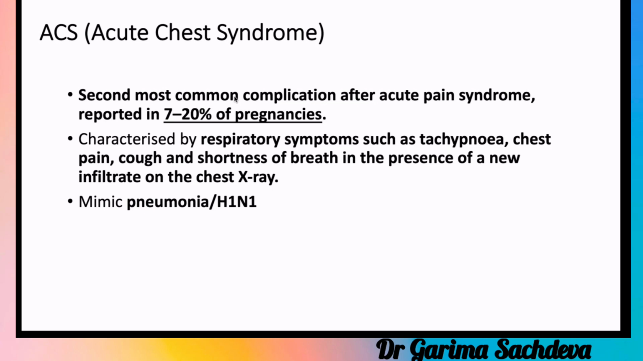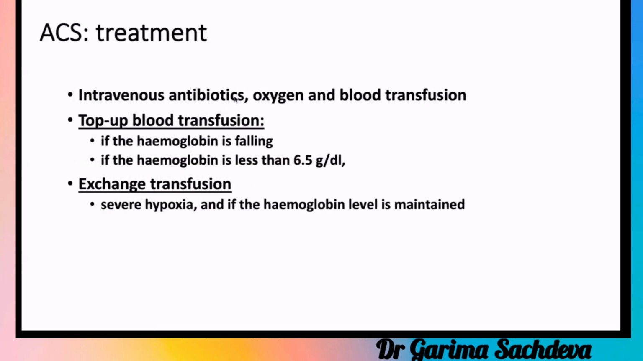And why is this problem occurring? Why are acute chest syndrome or acute stroke occurring? It's because of the RBCs breaking down and clogging the vessel. So you have to replace the blood. You give them blood transfusions. So treatment is IV antibiotics, oxygen, and blood transfusion. You give them top up blood transfusion if the hemoglobin is falling, or if the hemoglobin is less than 6.5, and exchange transfusion if there is severe hypoxia and the hemoglobin level is maintained.